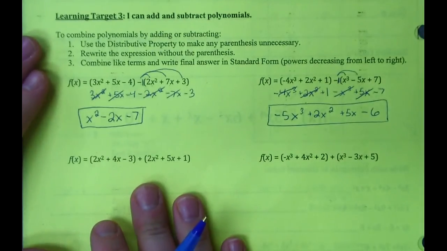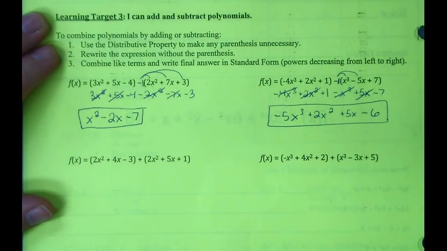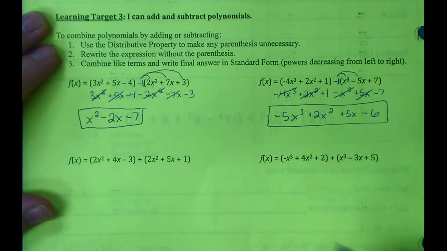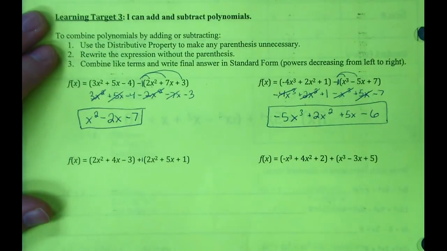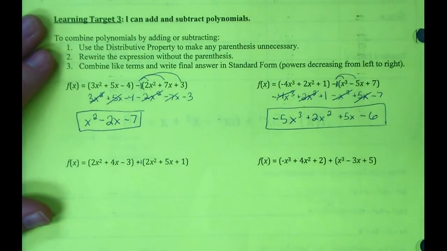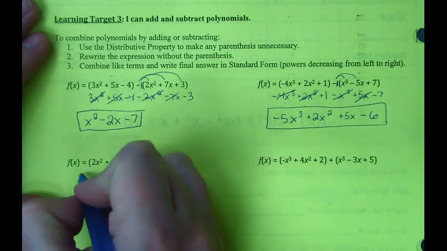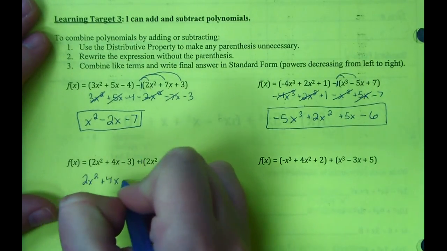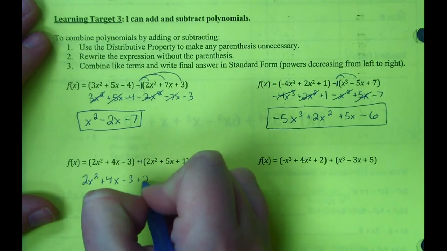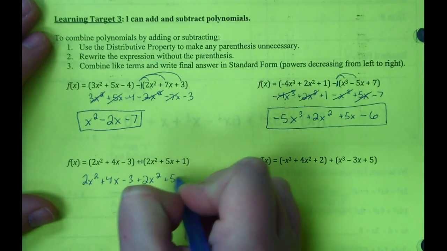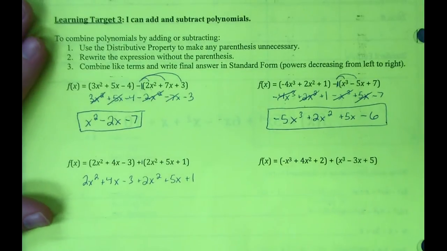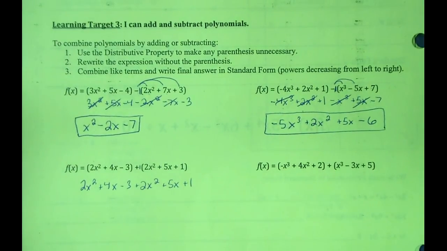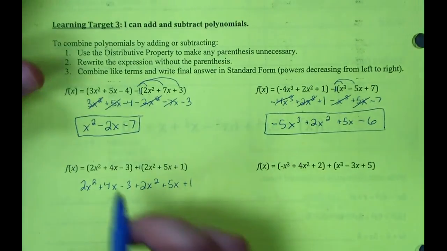Now down here, I really can skip this first step because there is no negative 1 to distribute. I can distribute this positive 1, but when I distribute a positive 1, everything just stays the same. So I don't really have to think about it here. I can just copy this down without the parentheses. So 2x squared plus 4x minus 3 plus 2x squared plus 5x plus 1. I just rewrote it minus the parentheses. I just took out the parentheses.